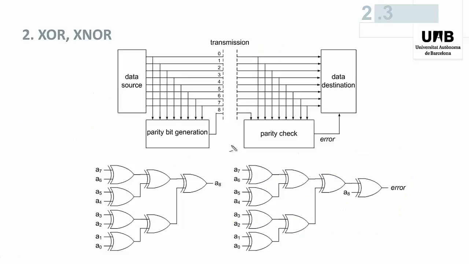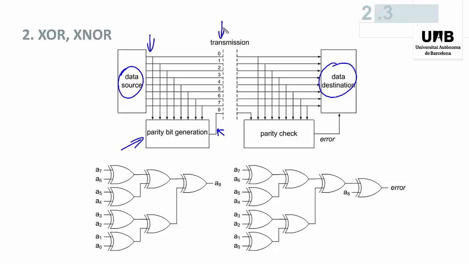Let us see a typical example of application of the concept of parity bit. Consider a system that must transmit 8-bit data from some source to some destination. Before transmitting the information, the parity bit of every 8-bit data is computed and added to the transmitted vector, so that all transmitted data, now 9-bit data, will have an even number of 1s.